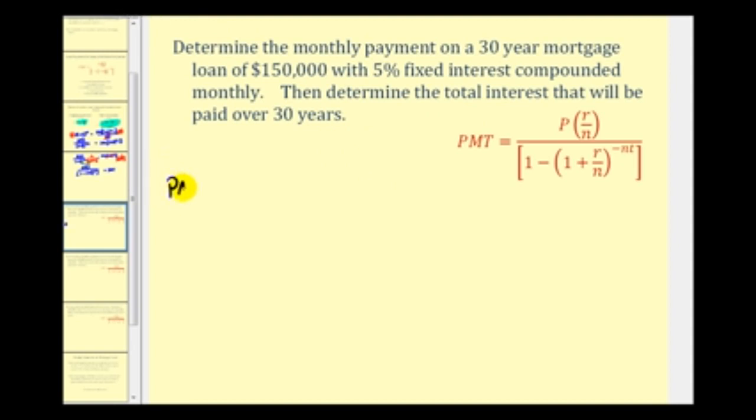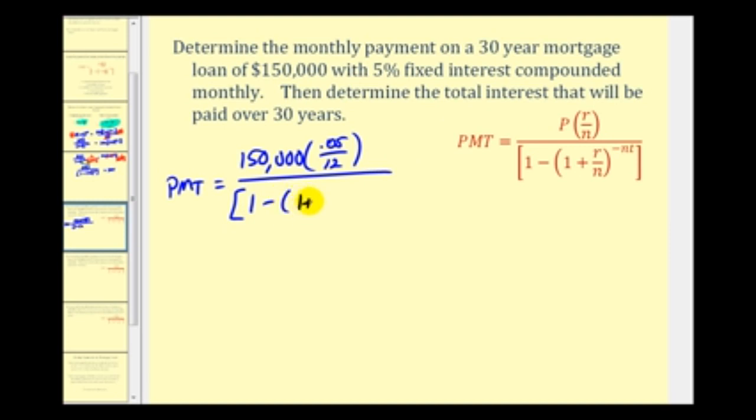So our monthly payment is going to be equal to P, the loan amount, times R divided by N. That'll be 0.05. It's compounded monthly, so N is 12. We'll divide all of this by 1 minus 1 plus R over N to the negative N times T power. Well, N is 12 and T is time in years, so it'll be 30. So our exponent here is going to be negative 360.